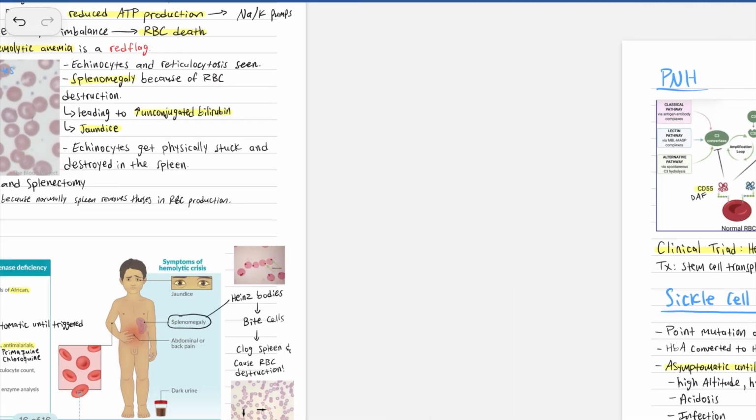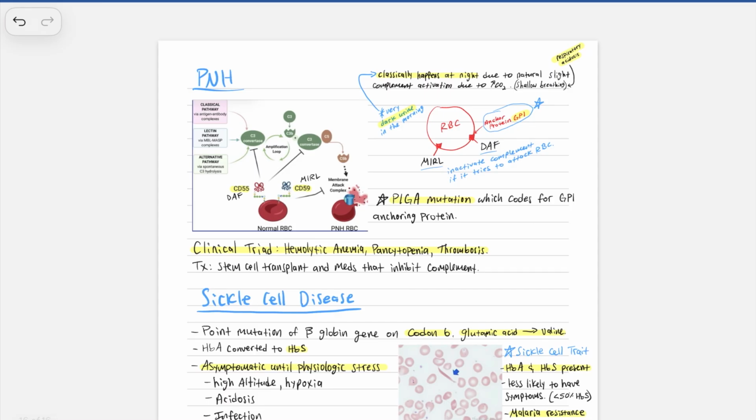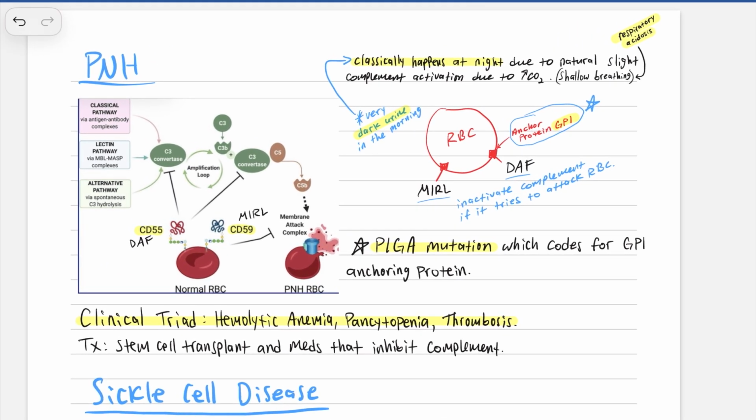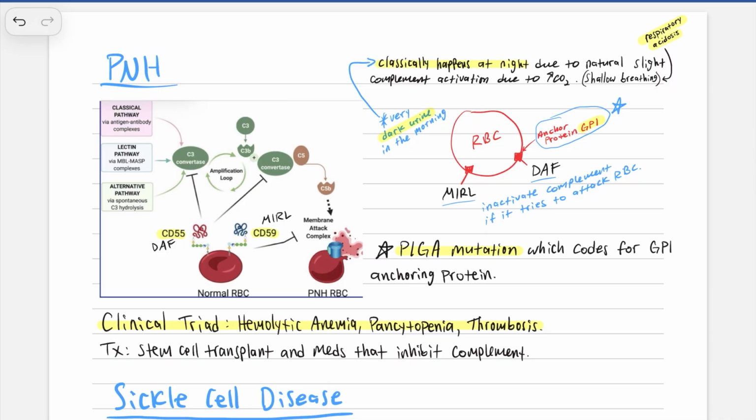And then with our PNH, I think this one's kind of cool. So your normal red blood cells have anchor proteins called GPI. And you can see them here. I drew it out here, but you can also see it here. And GPI holds two things: CD55 and CD59, also known as DAF and MIRL. And what they do is they help inactivate complement so that your immune system doesn't mistakenly attack your red blood cell.